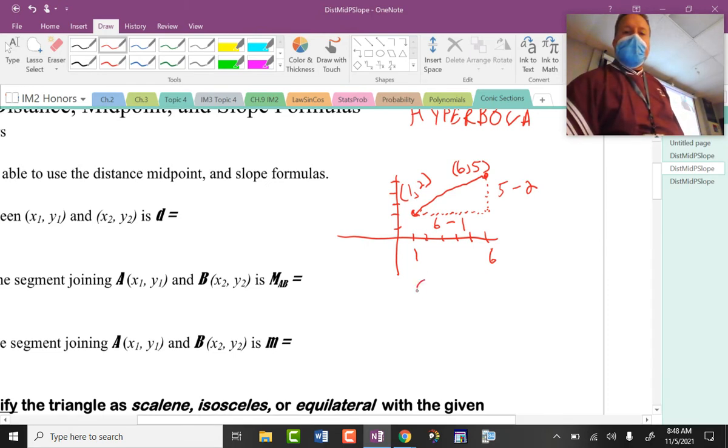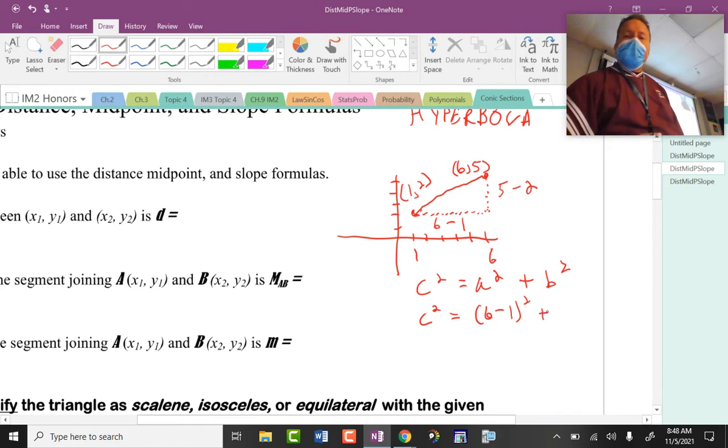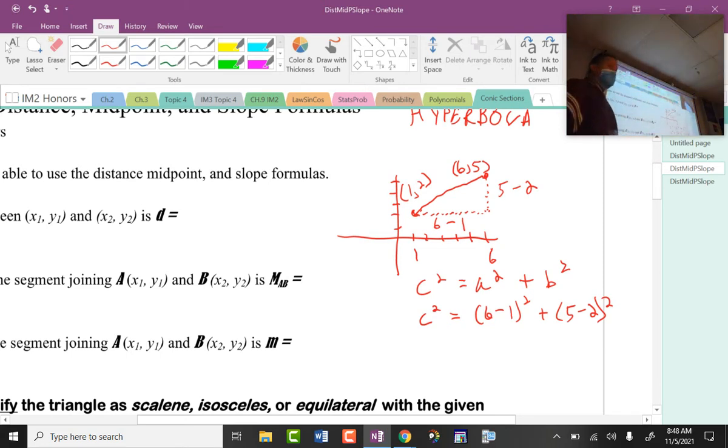The Pythagorean theorem is c squared equals a squared plus b squared. So what c squared is equal to is, let's call this a and this b, 6 minus 1 squared. I know it's 5. I'm trying to compare this to the formula, though. All right? Plus 5 minus 2 squared. And that should be pretty reasonable.